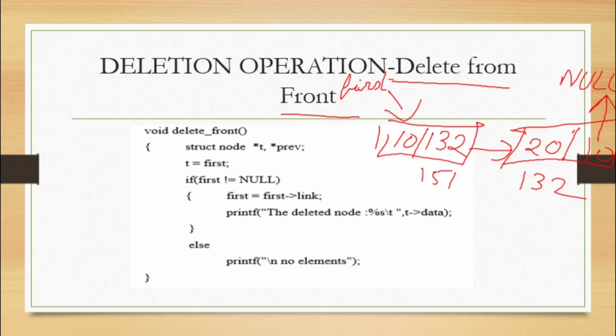Okay, so the thing is that what we need to do is delete from beginning, which means we need to move this first to the right. And at that time automatically this node will be lost. That is what we need to do here. That is the basic concept. So here also we are taking certain variables of type node, that is t and pre.